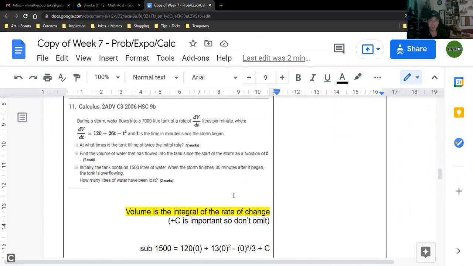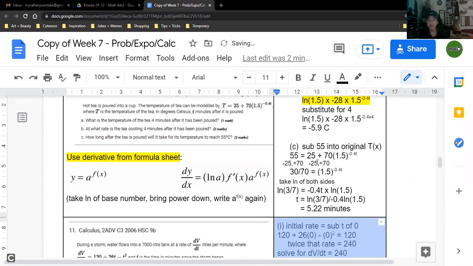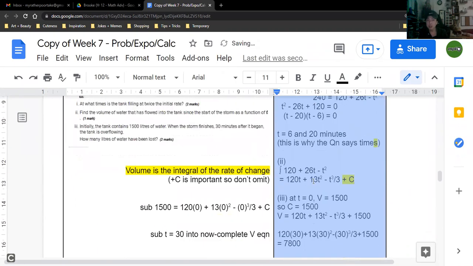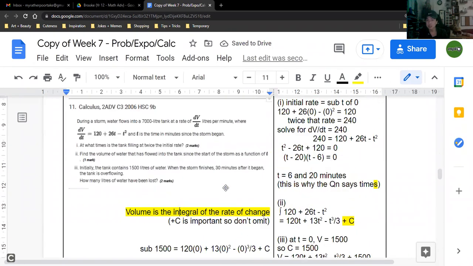All right. So we have stormwater and tanks and flowing and changing of rates and all that kind of stuff. I'm just going to copy over the solution and we'll just chat about it. With this particular one, I guess the key part is all these things on the left. So we'll read the question.